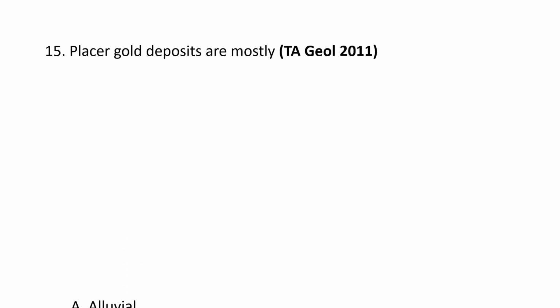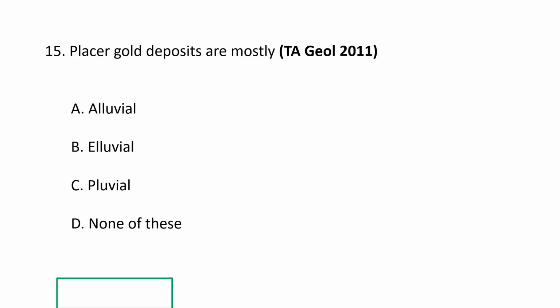Next question. Placer gold deposits are mostly A) Alluvial, B) Eluvial, C) Pluvial, and D) None of these. Placer gold deposits are mostly alluvial, which means that they are formed in river or stream sediments. Another name for the alluvial placers is stream placers. Typical locations for alluvial gold placer deposits are on the inside bends of the rivers and creeks, in natural hollows, at the break of the slope on a stream, and the base of an escarpment or waterfall or other barrier. So placer gold deposits are mostly alluvial. A is the correct option.